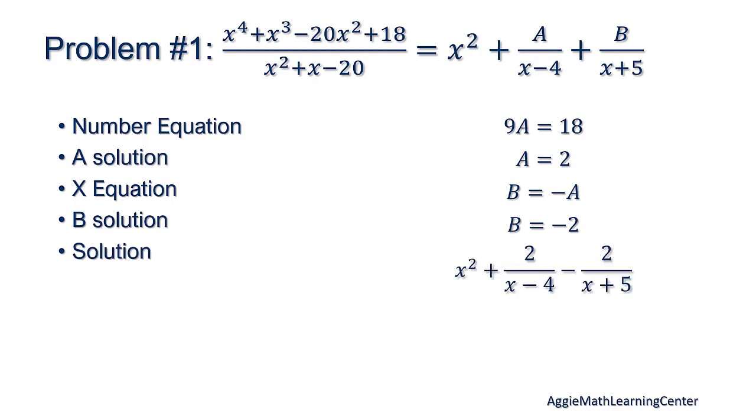For our solution, we will need to plug in these values for a and b to give us x squared plus 2 divided by x minus 4 minus 2 divided by x plus 5.